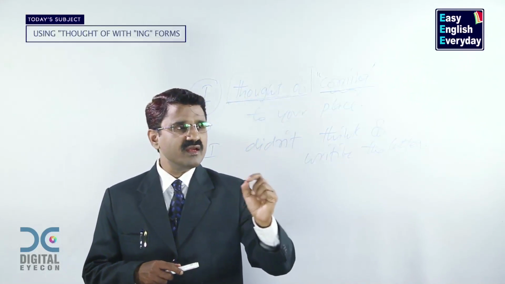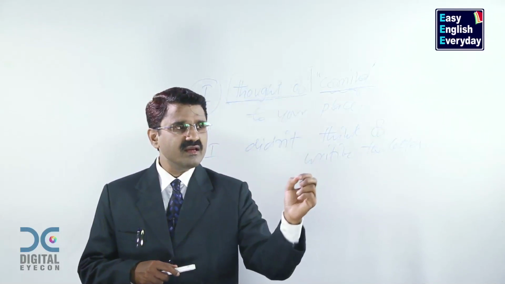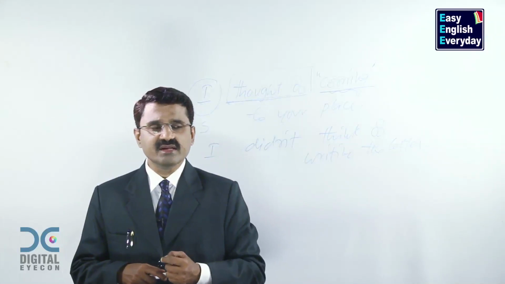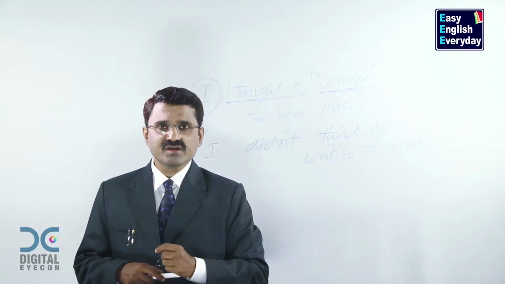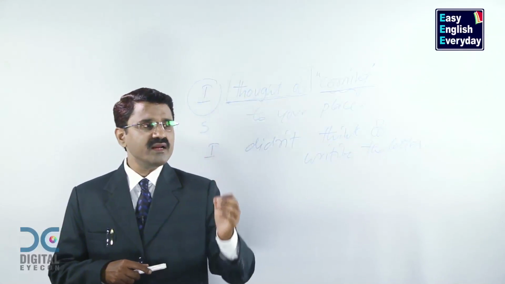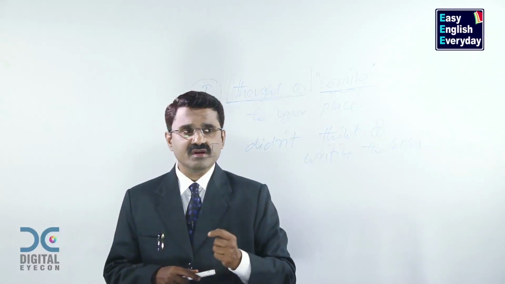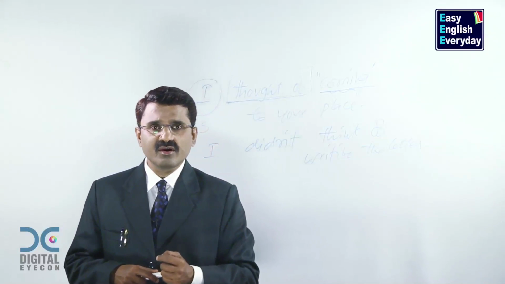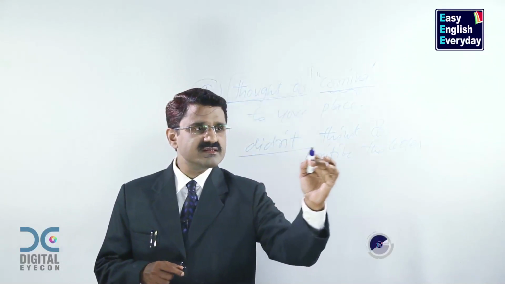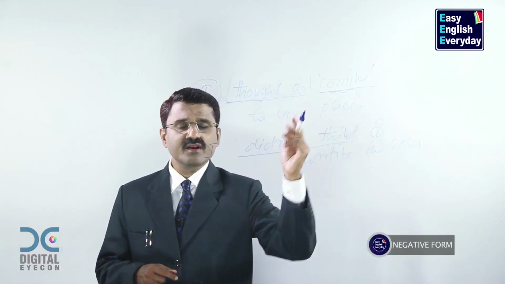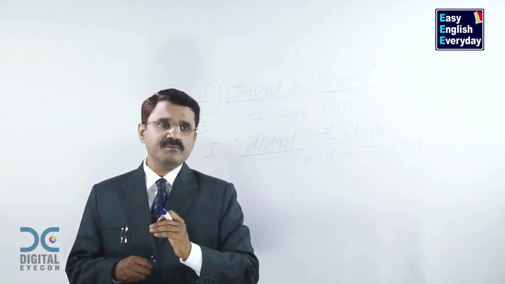I did not think of writing the letter to you. I did not think of inviting all my relatives. I did not think of dropping my child at the school. I did not think of collecting information. I did not think of buying vegetables from the market. Now this indicates negative form where you are talking about the plans which you did not make in the past.